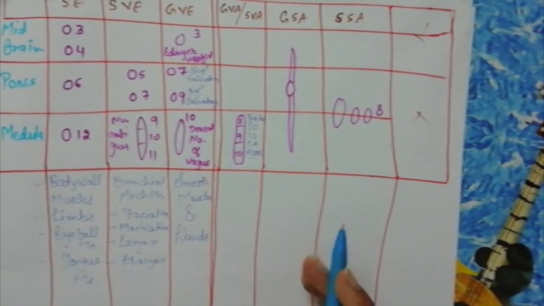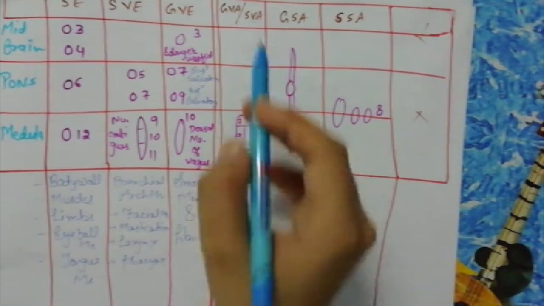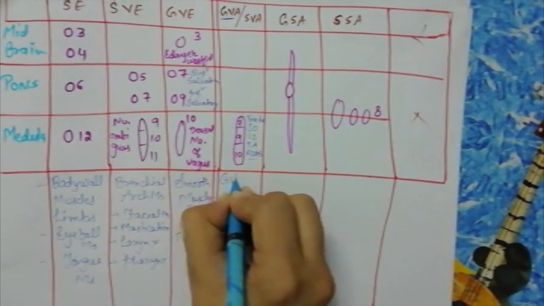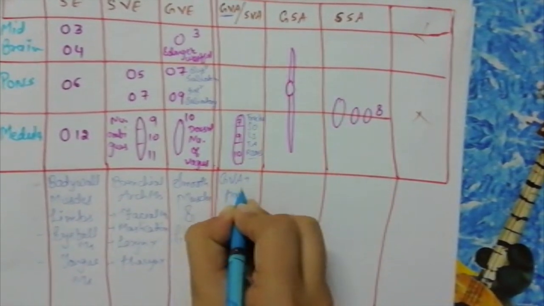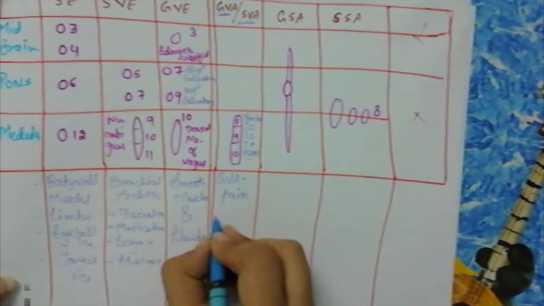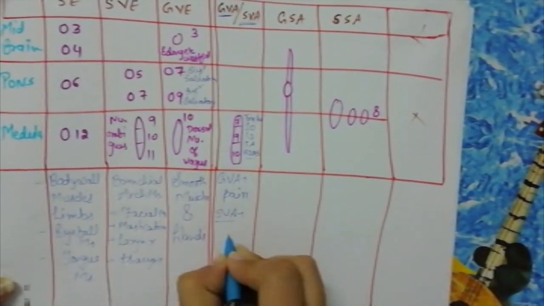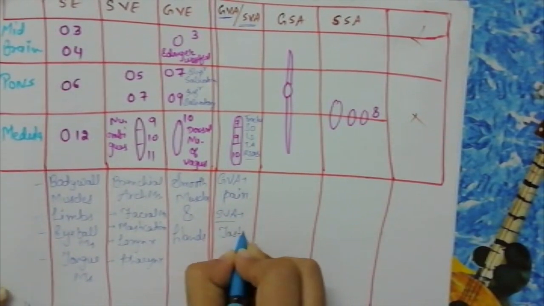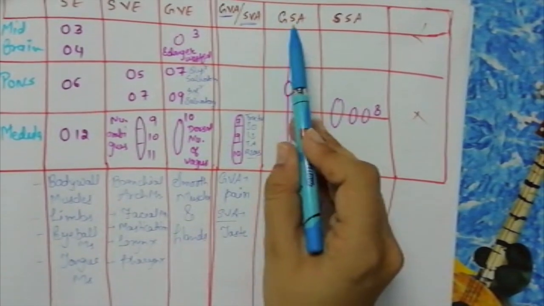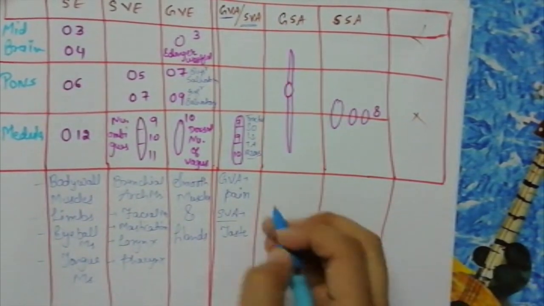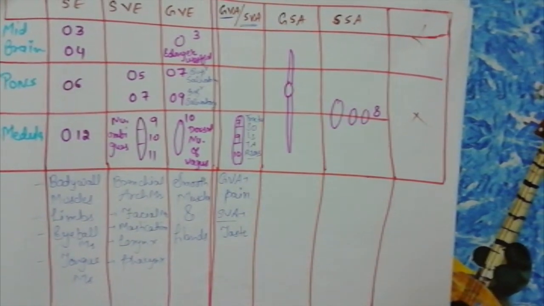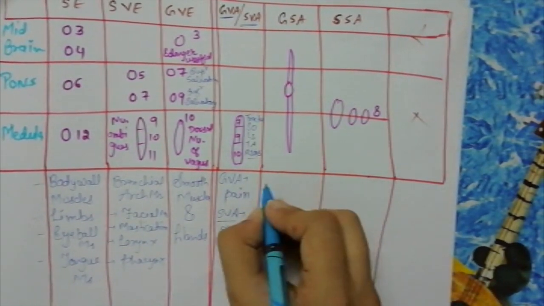And the general visceral afferent, this is for the GVA for the pain sensation, and the SVA for the taste sensation, and the GSA general somatic afferent. This is for the exteroceptive and the proprioceptive sensations. What are the exteroceptive and proprioceptive sensations?